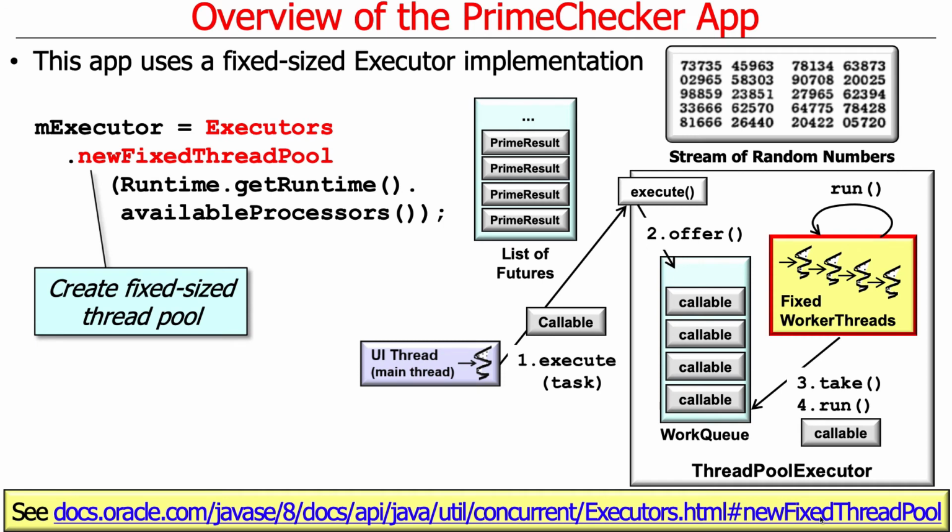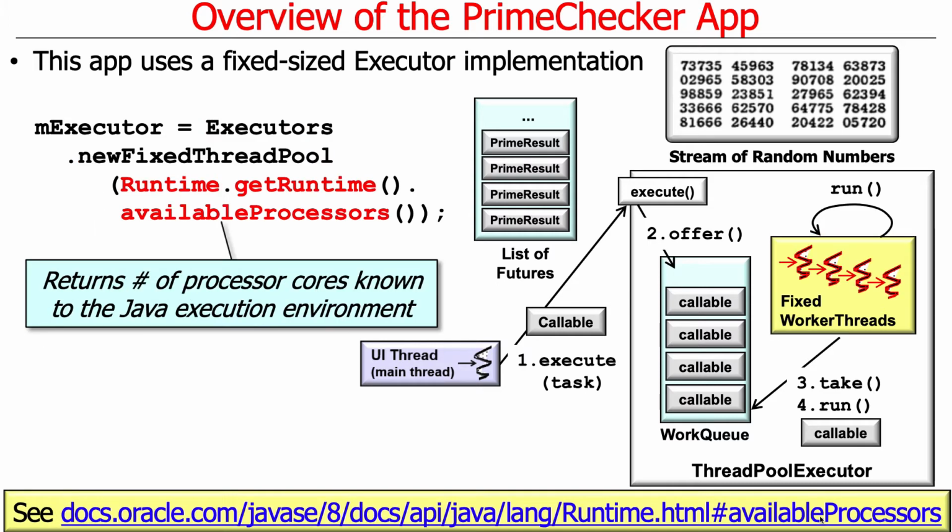Here's how we actually run this in our program. In our app, we start by making a fixed size thread pool using the newFixedThreadPool factory method. We are going to have the number of threads in that pool be equivalent to the number of processor cores that the Java execution environment thinks we have. So if you have an n-core machine, this will return n.